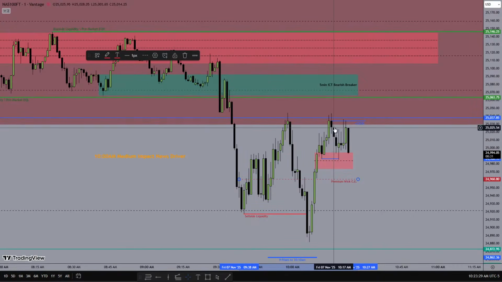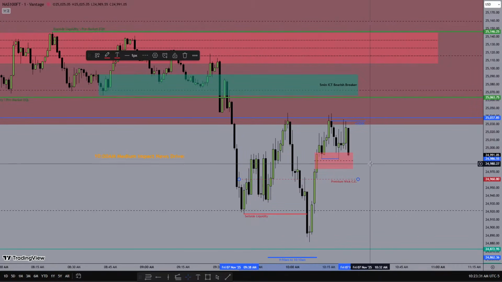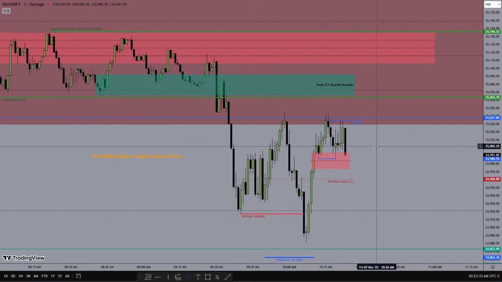So I never confirmed this change in state of delivery. And now it just ripped lower. So that's what you get. I'm gonna stay until 10:30 and then I'm off. I do not want to be on the charts anymore.